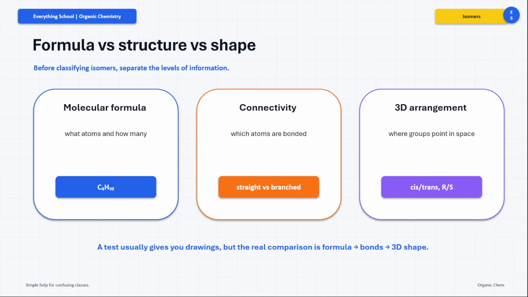Slide 4. Formula versus structure versus shape. A molecular formula is the atom count. For example, C4H10. A condensed formula shows groups in a shortened written form. For example, CH3CH2CH2CH3. A structural formula shows how atoms are connected. A line angle formula uses lines and corners to represent the carbon skeleton. And a 3-dimensional drawing shows whether groups point forward, backward, up, down, or around a double bond. This is why formulas alone are not enough. The same formula can hide multiple different molecules.